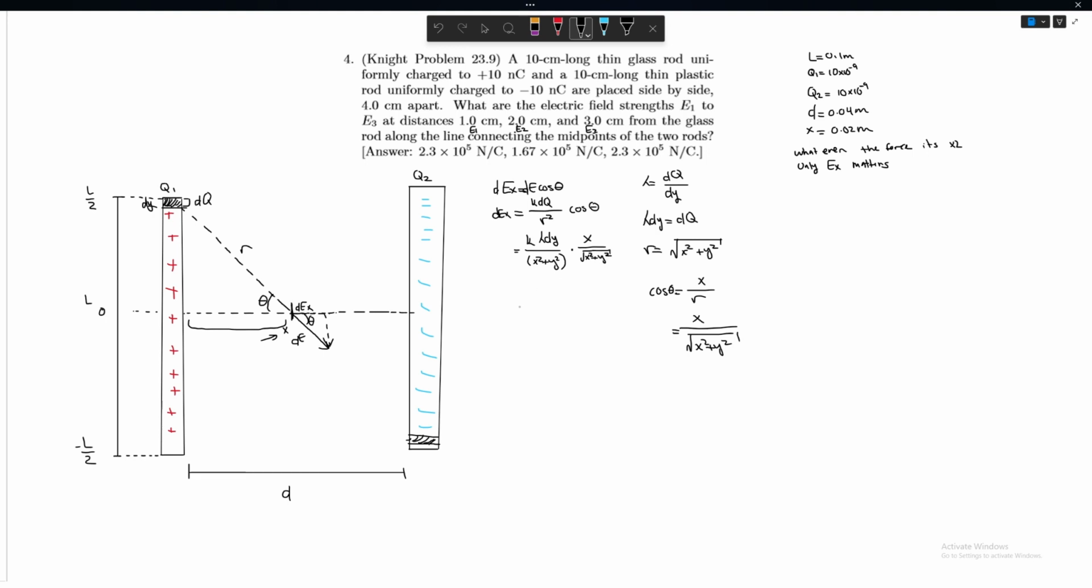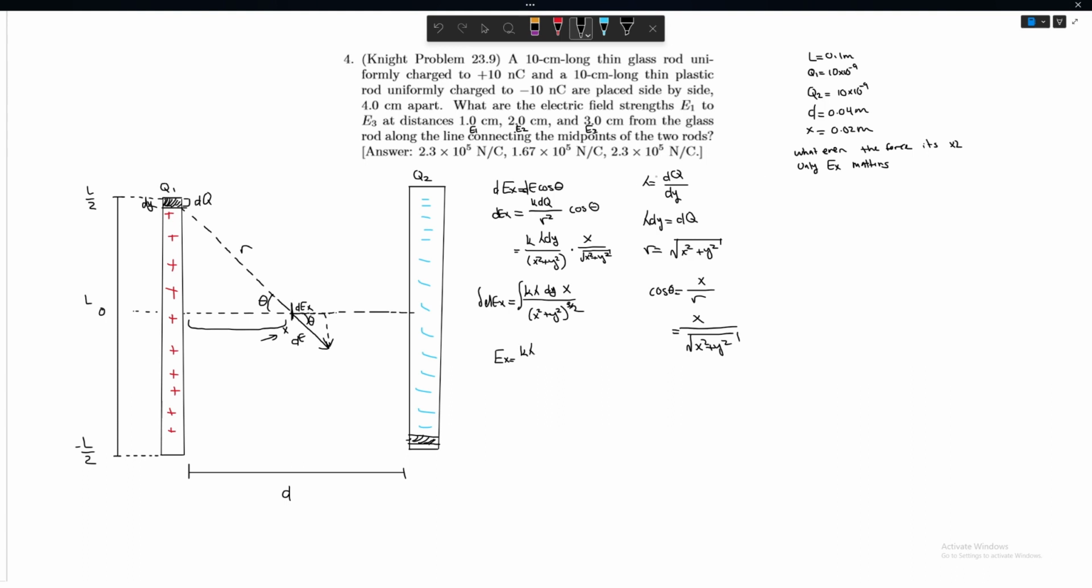Now remember, we explained how I got this. If you want, watch the last lecture and the last part. That's where you'll find this exact problem in detail. And so this will be x over x squared plus y squared to the power of 3 over 2. Now what I want to do is integrate and add all the little pieces together, right? And so all I get is EX equals K, constant, lambda, constant.